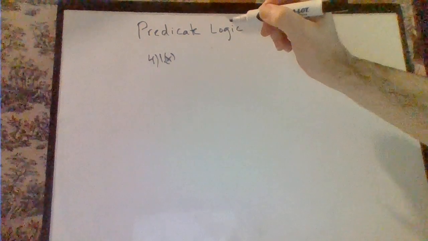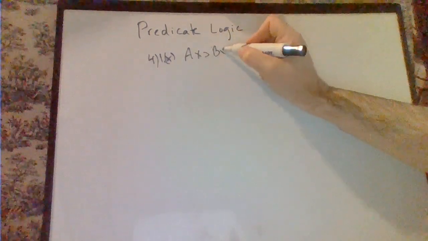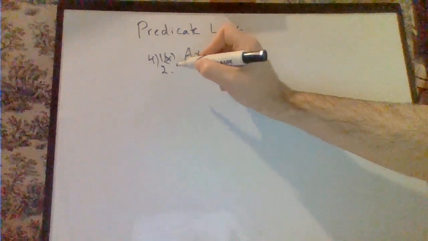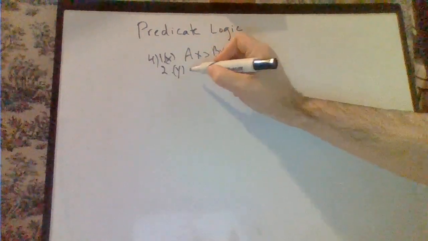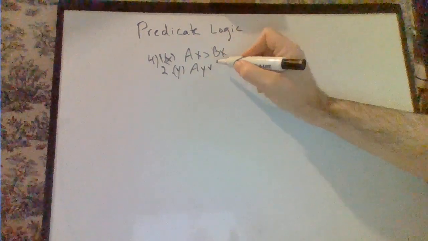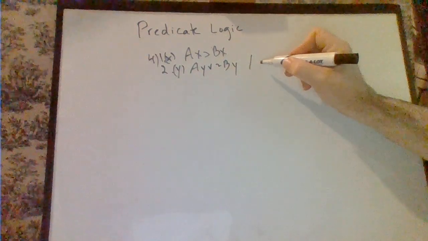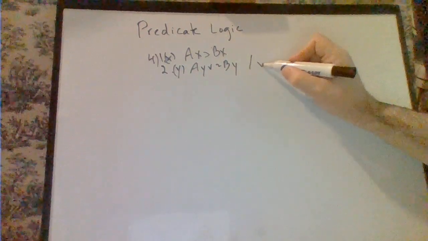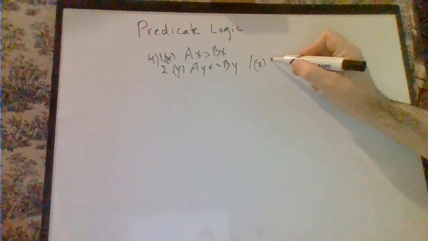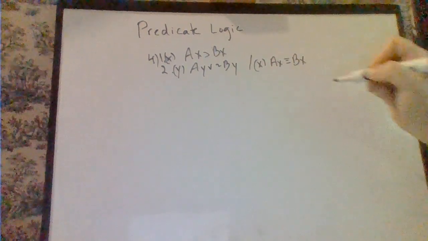Line 1 says for every x, Ax, then Bx. Line 2 says for every y, Ay or not By. Therefore, for every x, Ax if and only if Bx.